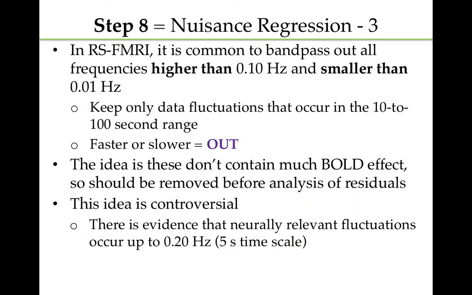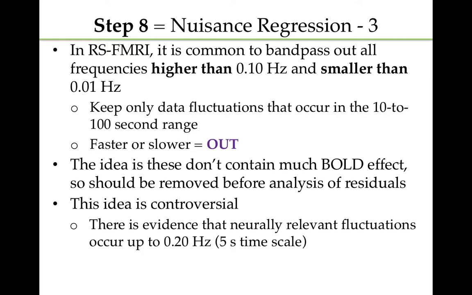In resting state fMRI, it's very common to band pass out all frequencies higher than 0.1 hertz, that is the stuff that wiggles around faster than 10 seconds or so, and all frequencies that are smaller than 0.01 hertz, which is to say we're keeping data fluctuations that occur in the 10 to 100 second time scale. Things that are faster than 10 seconds or slower than 100 seconds are taken out.